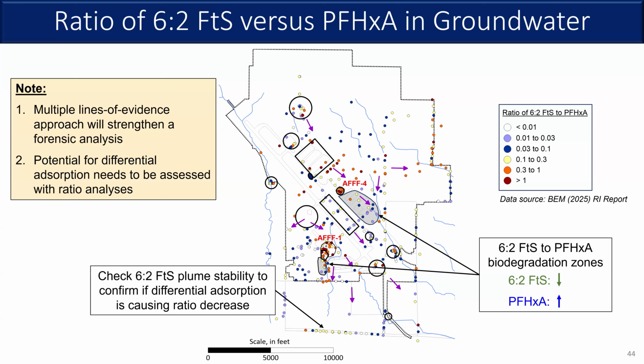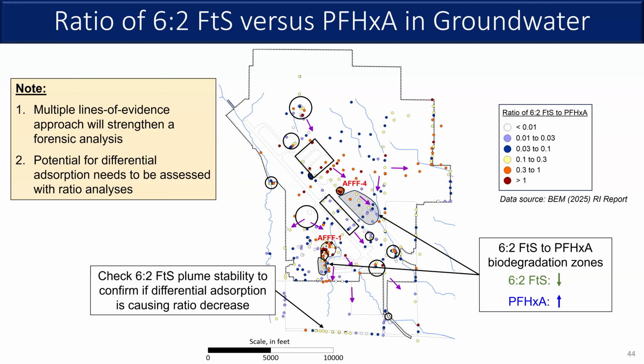So I've done a detailed analysis, which I don't have time to show you. I've actually gone and looked at concentrations of 6,2-FTS and PFHxA in each of these areas. And I can confirm that where we've got the gray zone near AFFF-4, which is a former fire station, you can see at the former fire station, lots of orange and red. So a lot of precursor at AFFF-4. But then when you look downgradient, groundwater is flowing in the direction of the purple arrows, we see colors are changing. And that ratio is getting smaller, going from orange to yellow to blue.